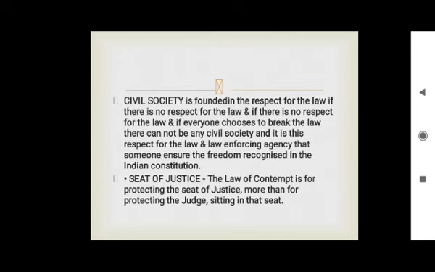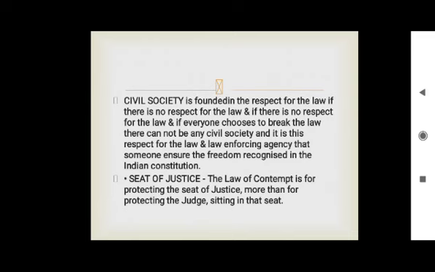The whole civil society is founded on respect for the law. If people are not respecting the law and choosing to break the law, the whole society will crumble. Law enforcing agencies ensure the freedoms recognized by the Indian Constitution. If everyone is breaking the law, the whole legal system and society will crumble. Therefore, it is very necessary to follow the law, and therefore the power of contempt of court has been given to the judiciary, so that if somebody is not following the law, the judiciary can punish them and make sure that everyone follows the law.